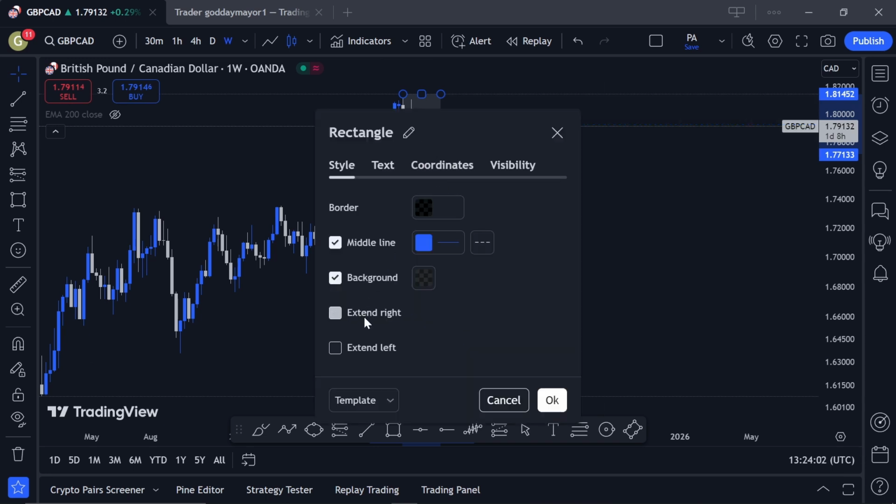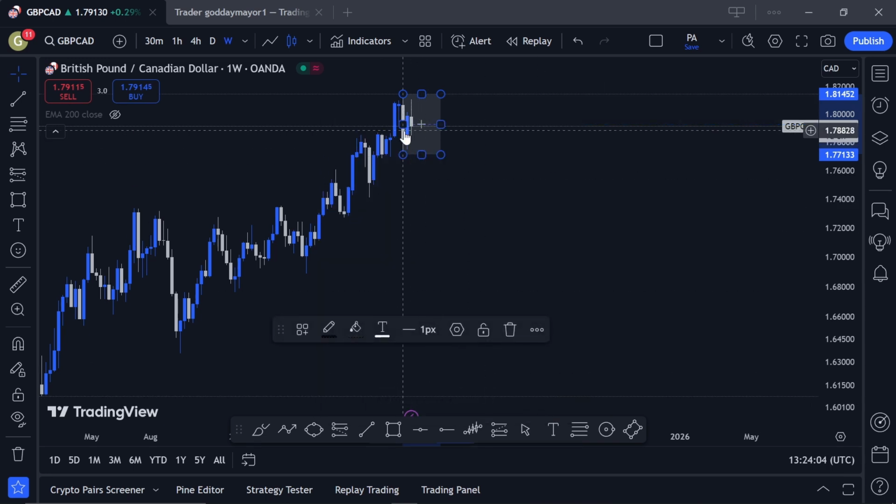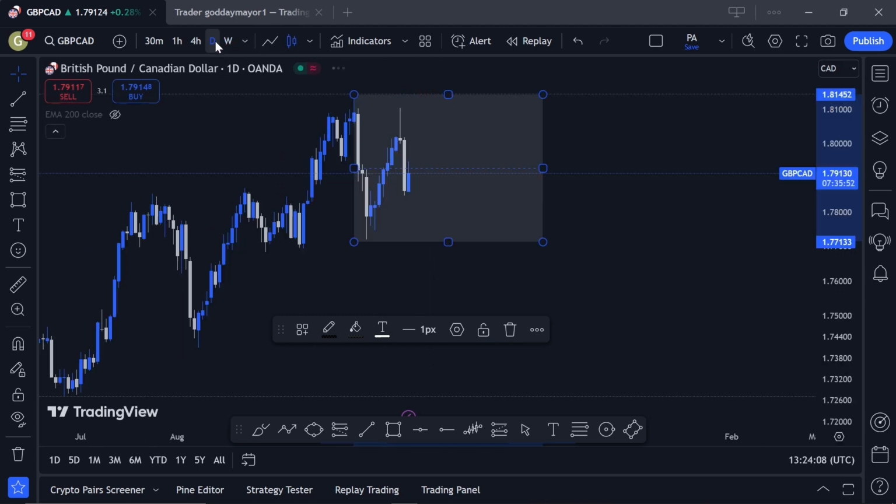After I box them, I'll make sure that I'm not extending it too far. So I'm just sticking within 3 weeks. After this, I'll go down to the daily time frame. And then within the daily time frame, I'll still make sure that I'm within this 3-week area that I've boxed.